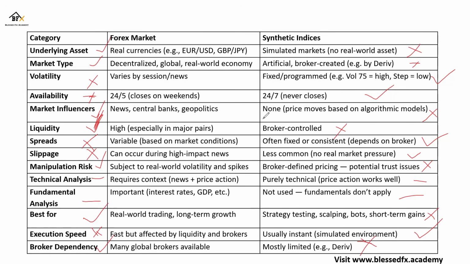So let's count it. This one is 1, 2, 3, 4, 5, 6, 7. This one is 1, 2, 3, 4, 5. Okay. So the synthetic indices get 5 on my rating. This one gets 7 on my own rating, right? So back to the question, should you also try synthetic? The answer is yes, right?